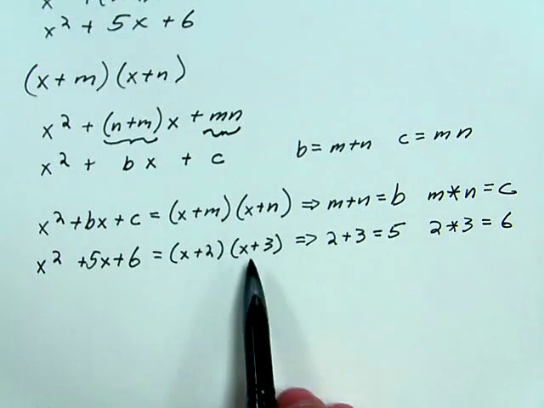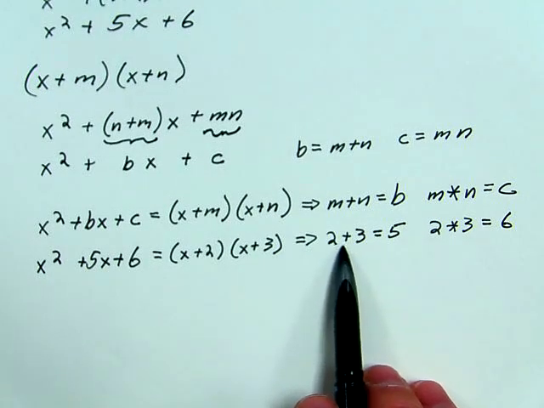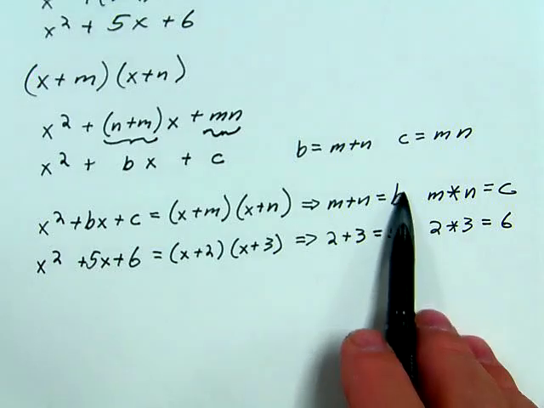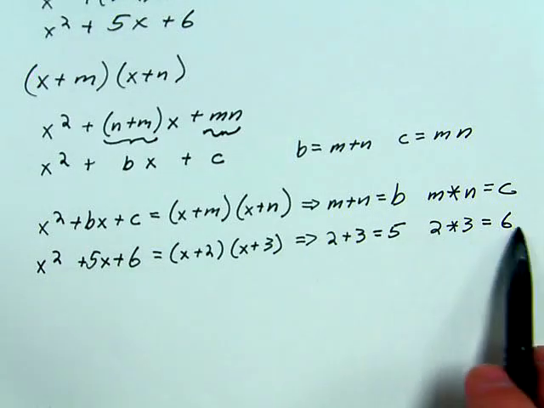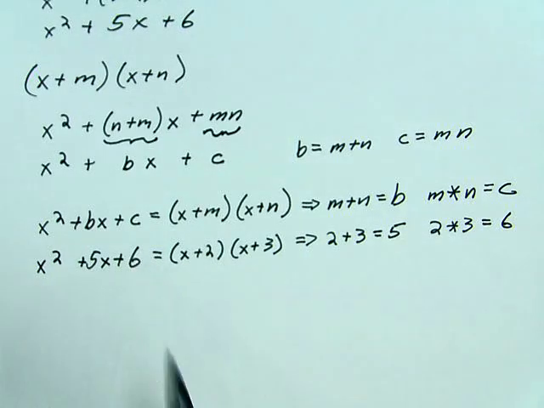We're going to look for two numbers that add up to the coefficient of the middle term but multiply to the third term. Okay?